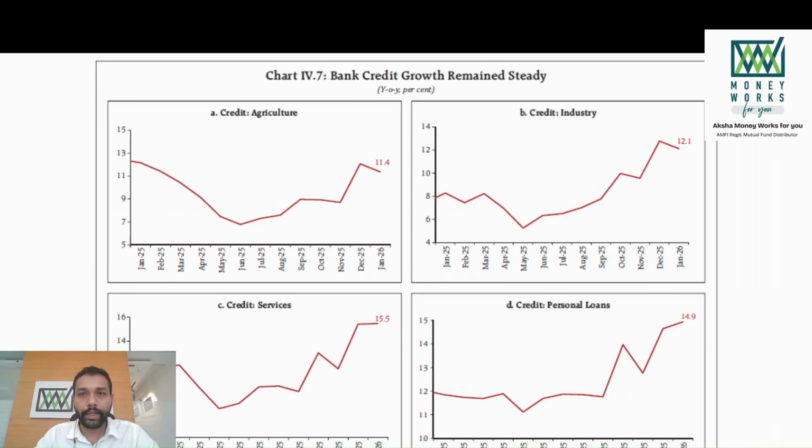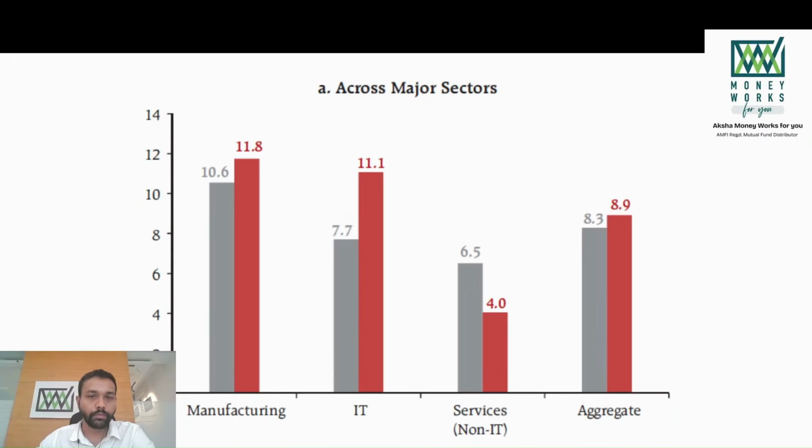Now, bank credit that is going towards different segments. The credit going towards personal loans shows about 15% growth for the month of January 2026. In January, credit towards industry was 12.1, credit towards agriculture was 11.4, and credit towards the services segment was about 15.5. So clearly, credit towards the services sector at 15.5 is the highest, and personal loan credit is also high, about 15%.